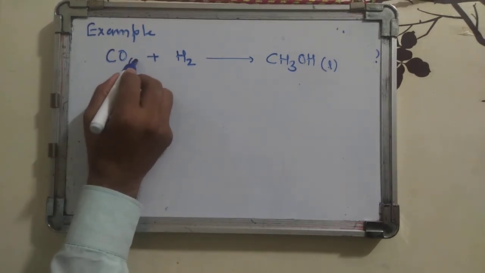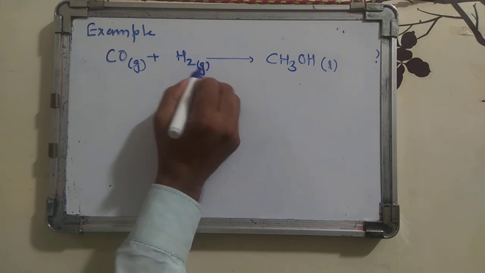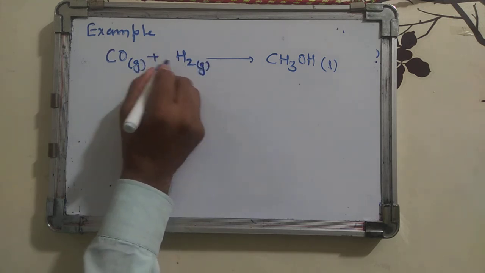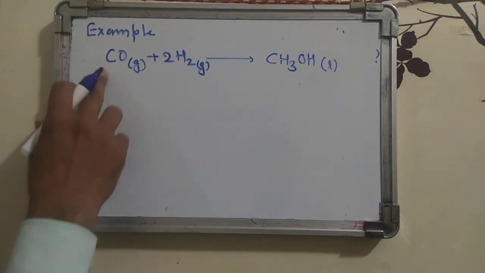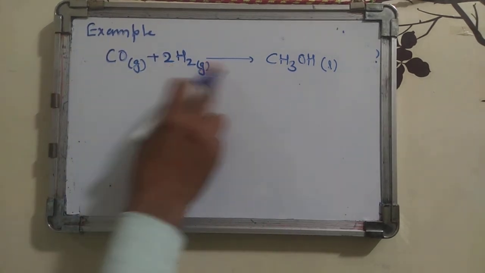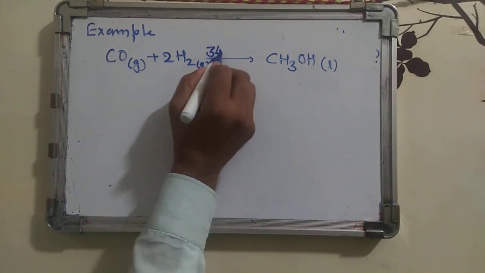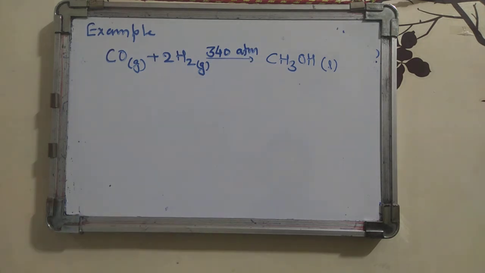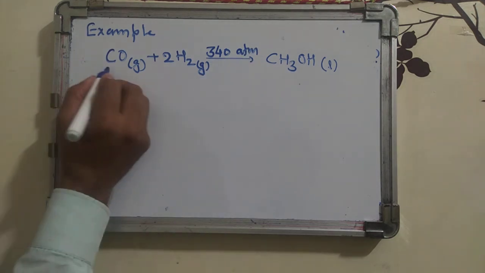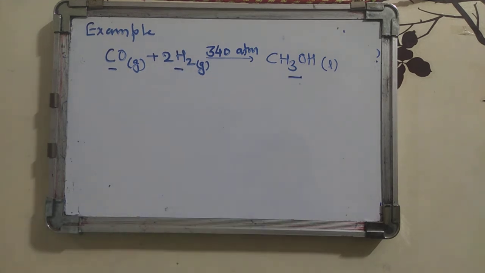Carbon monoxide is in the gaseous form, hydrogen is in the gaseous form, and we need twice hydrogen to balance the chemical reaction. This is C 1, here H 3, 1, and this oxygen is 1. This reaction is carried out in presence of 340 atm pressure, which indicates the condition at which the reaction takes place. These molecules are in the gaseous form. We need to compress these gaseous molecules to get the liquid state of methanol.